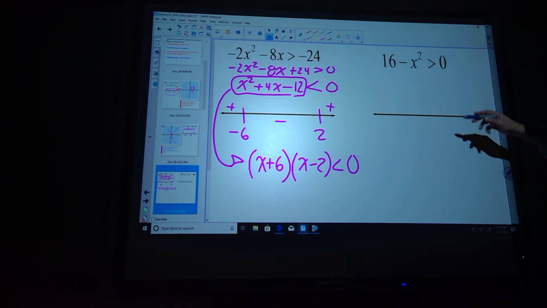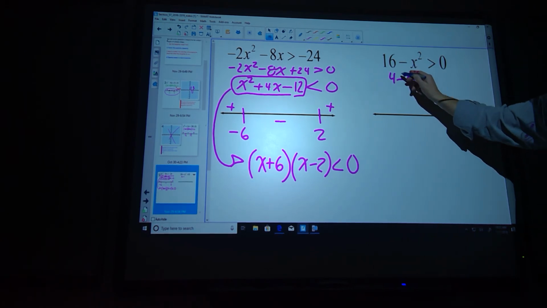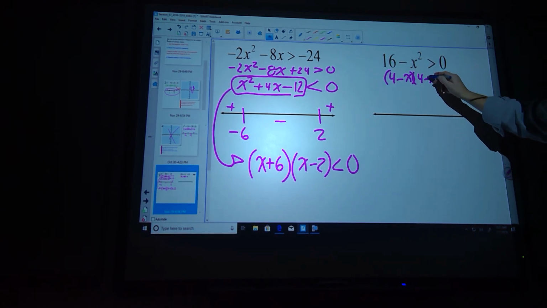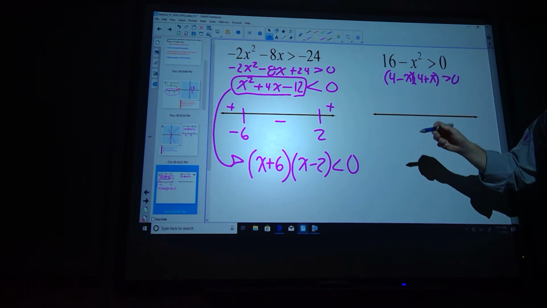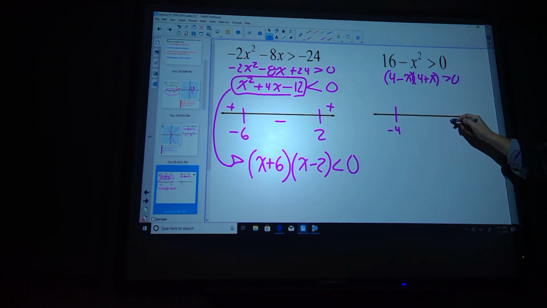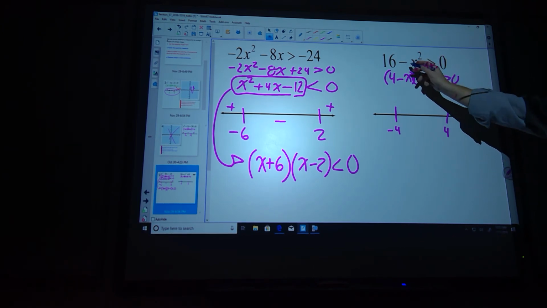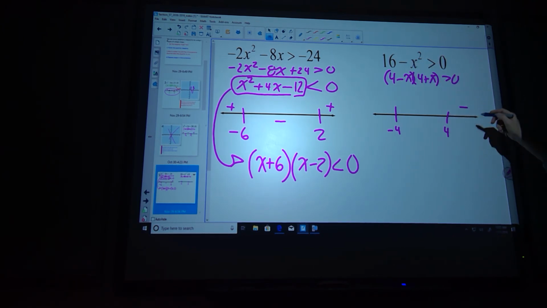So let's try this one. 4 minus x, 4 plus x. That's the difference of 2 squares. Greater than 0, you're talking about positive. So I have -4 here, I have +4 here. This was an upside down parabola. So over here it's negative, this is positive, this is negative. So where was this value positive? Between -4 and +4. Rounded brackets if you put it in interval notation, because this parabola would look like this.